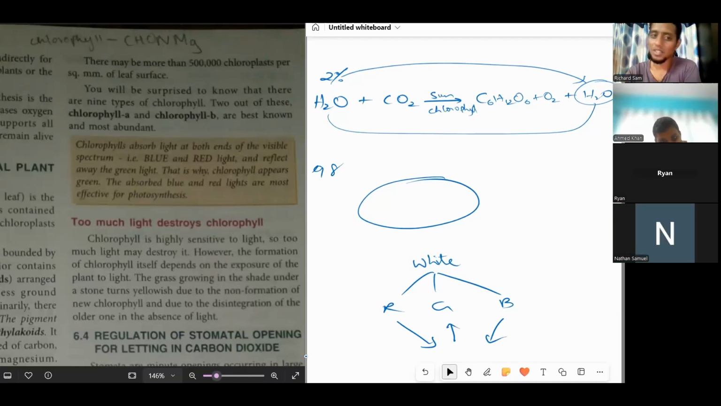It absorbs every light. It absorbs all the colors and does not reflect anything. That's why it looks black, because no light is getting reflected.